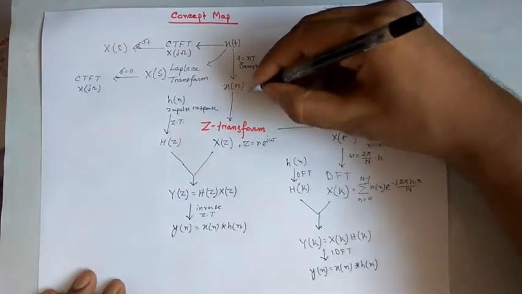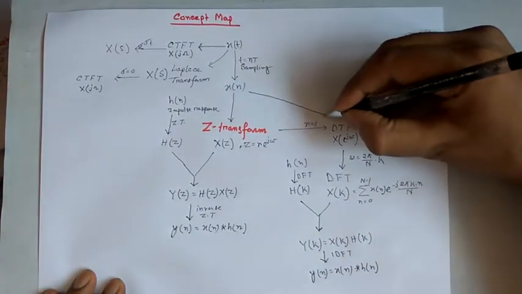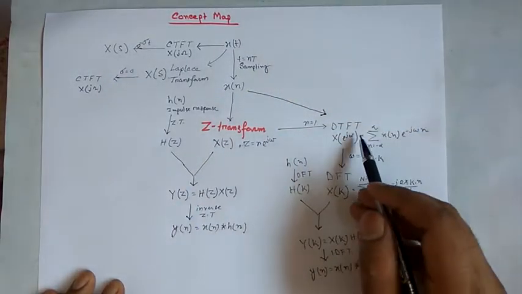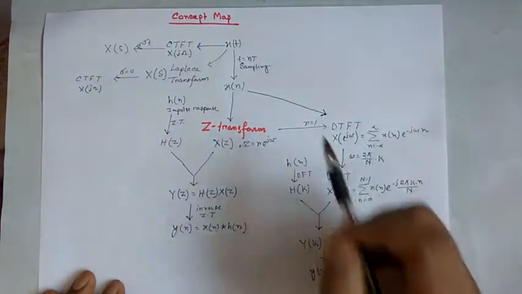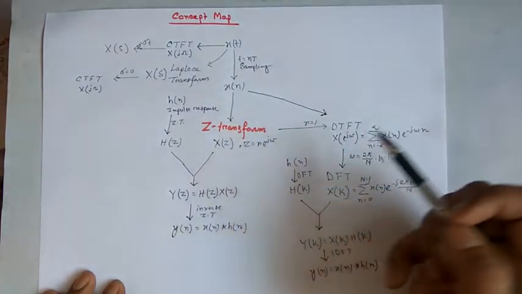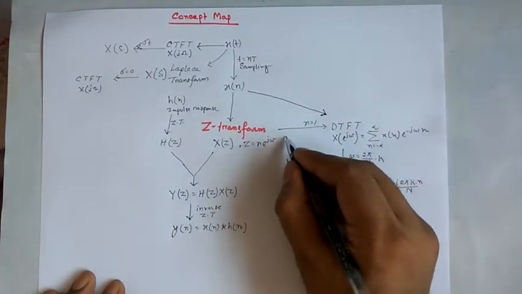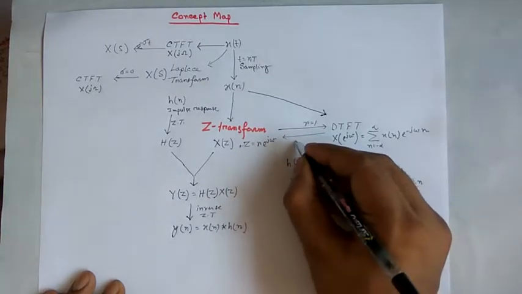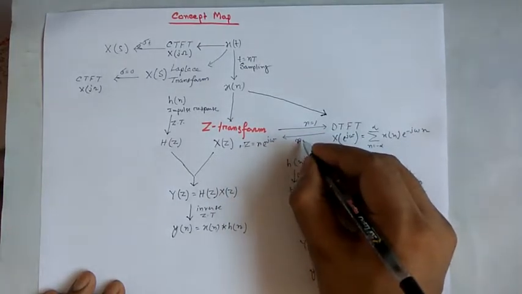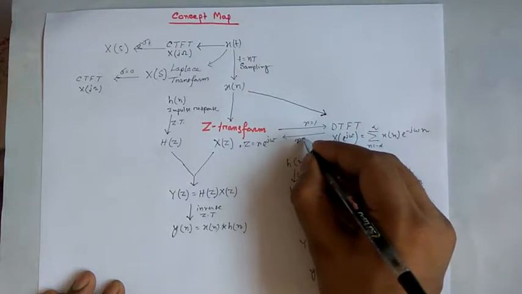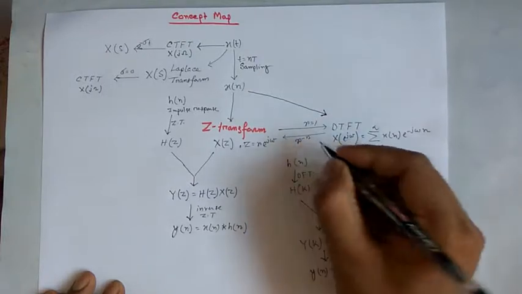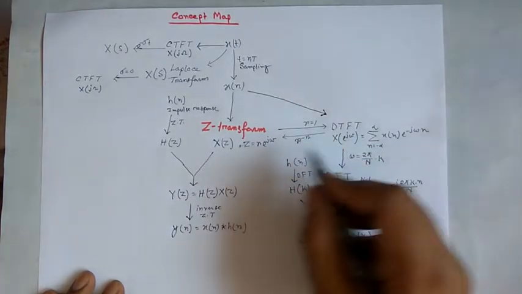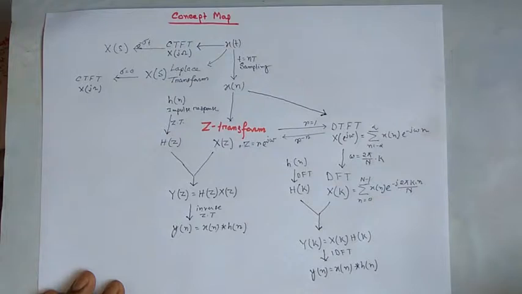We can also find DTFT from x[n] directly. We can directly find DTFT from a discrete time signal, that is x[n], and if we put r to the power minus n in DTFT, then we will get Z transform.